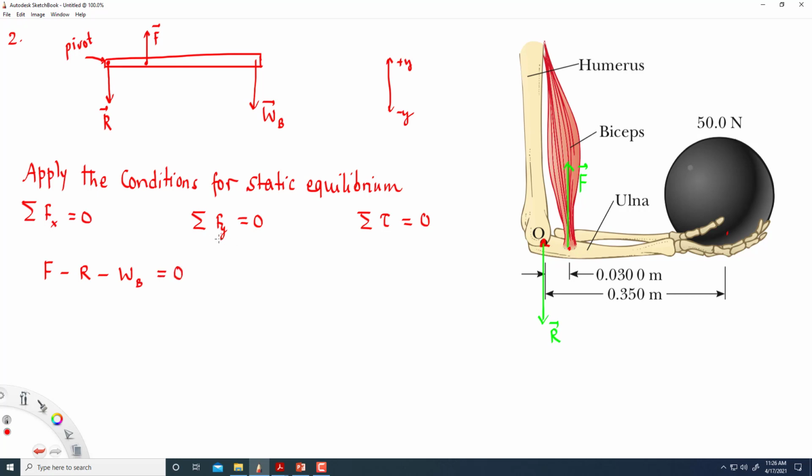That's the second condition. The third condition is that the torque due to each of these forces sums to 0. So the torque due to R would be 0 because R is at 0 distance from the pivot. In other words, torque is r F sine theta. So for R, the distance is 0, and the force is R sine 0 degrees.